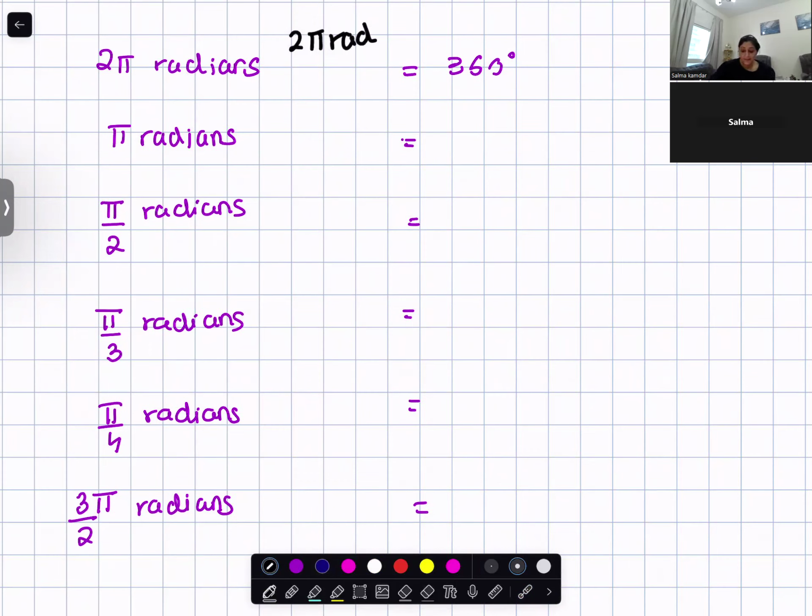So what would be pi rad? You are going to divide this by 2. So your pi rad is going to be 180 degree.